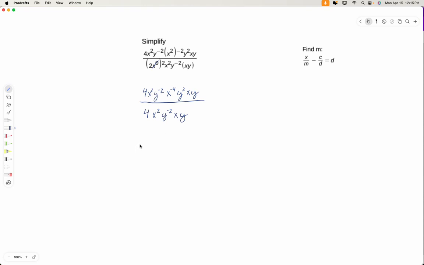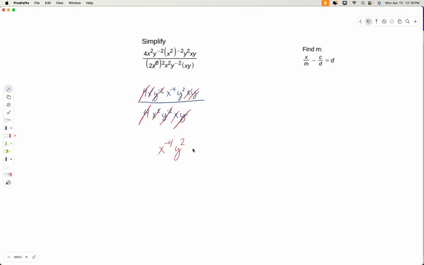All right, so I'm going to do some elimination here now that I've got them simplified. I've got x squared and x squared. I've got y to the negative 2, y to the negative 2. I've got x and I've got x. I've got y and I've got y, and 4 and 4 match. So that gives me x to the negative 4 y squared over 1, because all of this would equal 1 as my denominator. That's going to be your answer, right?